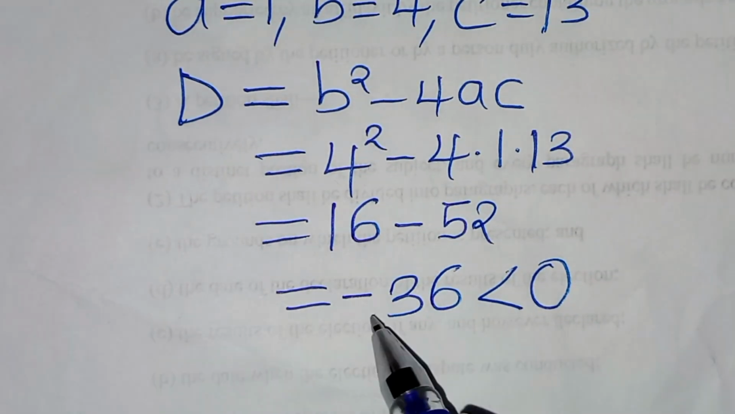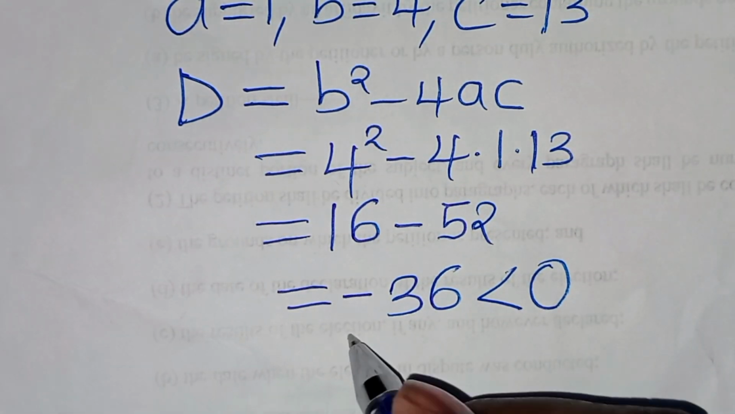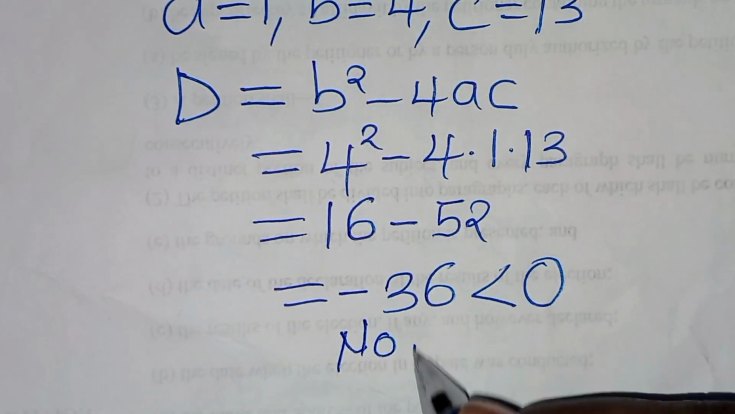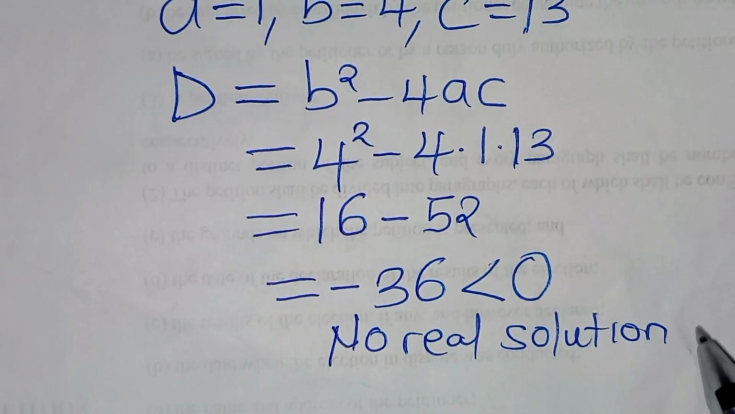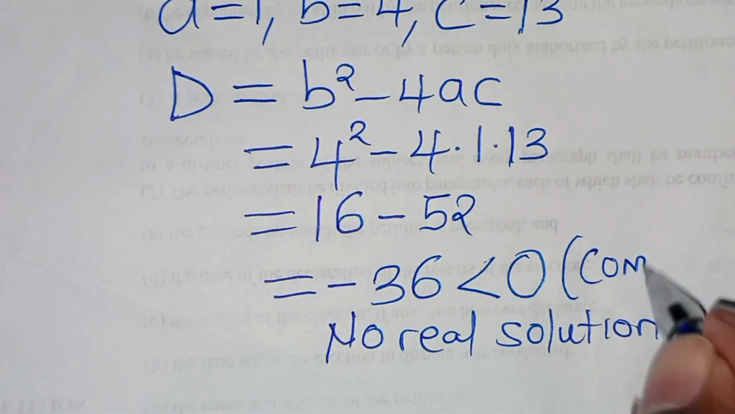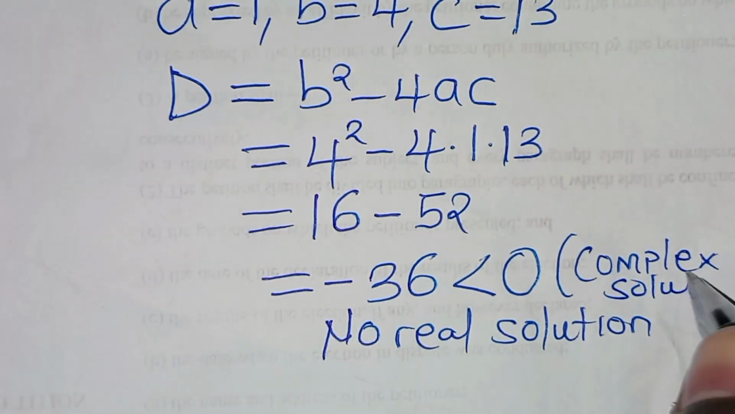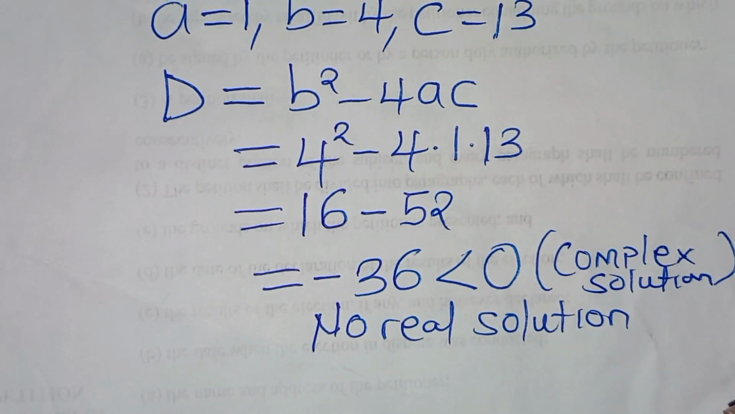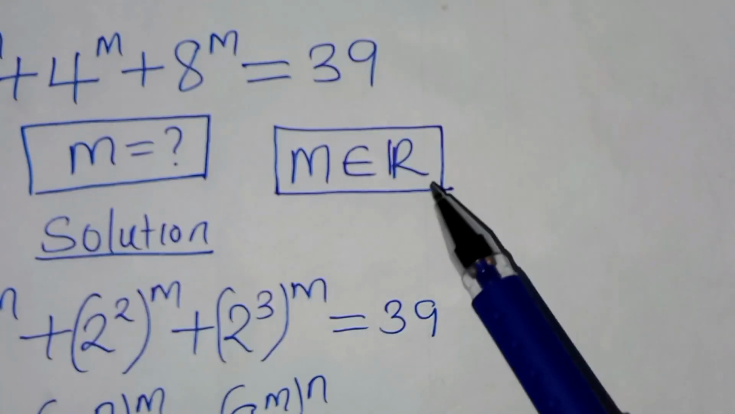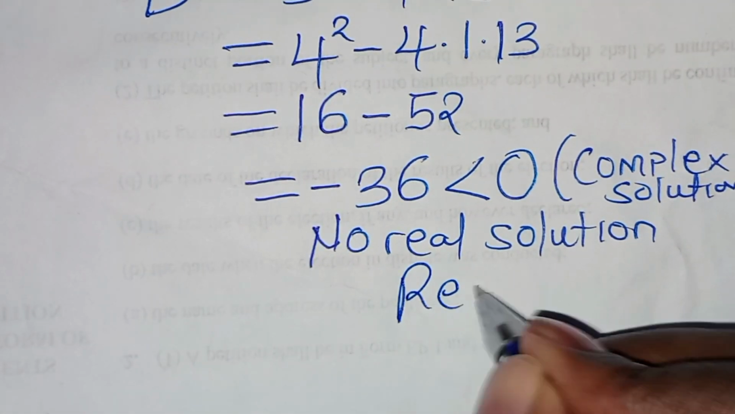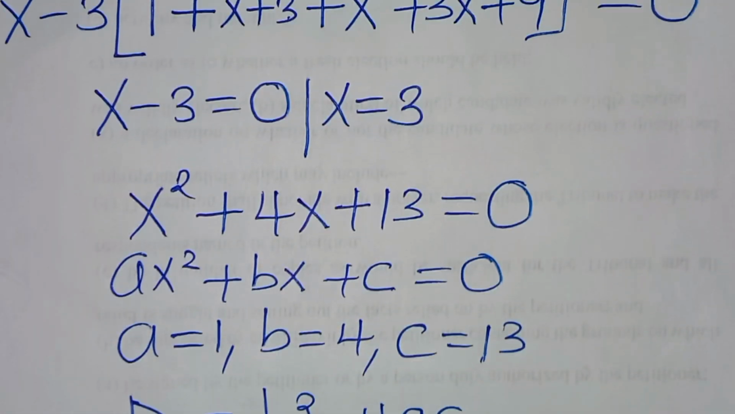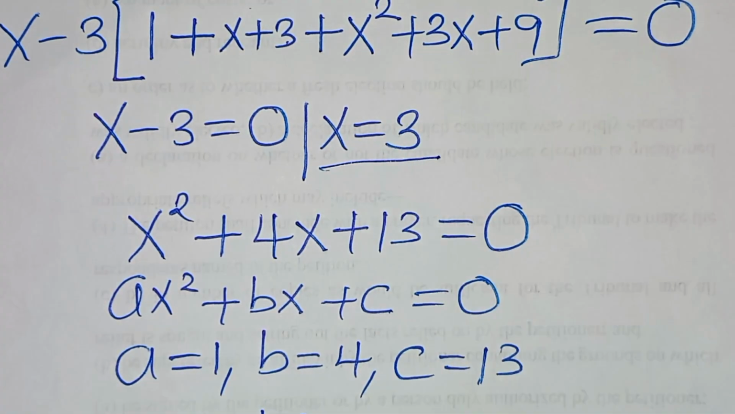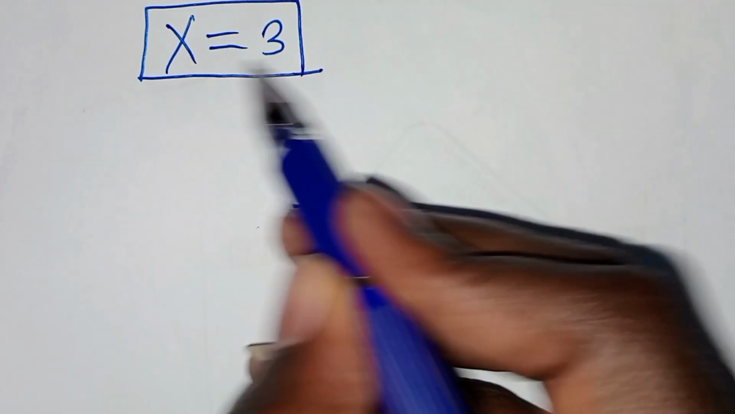So in other words, negative 36 is less than 0. So this implies that we will have no real solution in this case. This will not give us a real solution. In other words, we'll have complex solutions here. And given that m is a member of real numbers, this implies that this part is rejected. So let's proceed with x equal to 3 here. We have that x is equal to 3.